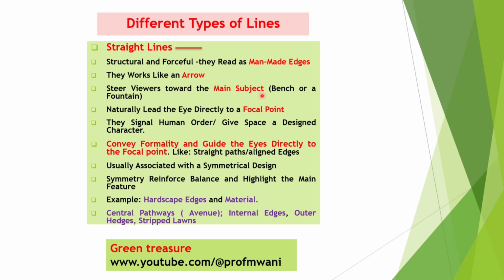You are making lines on the beds, or you are making lines along the path, and they will be in such a way that they will focus. Their focus will be the focal point. That focal point can be a bench or a fountain, which will lead a visitor to that point. So they naturally lead the eye directly to a focal point. It is when you create such lines in a landscape.